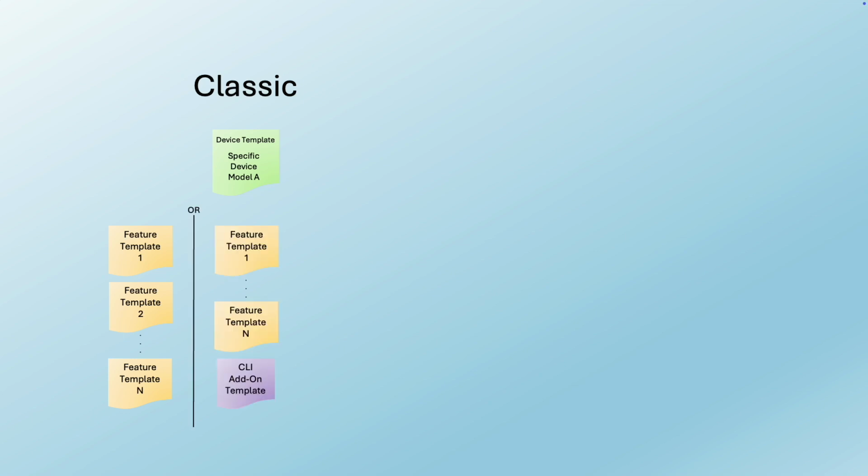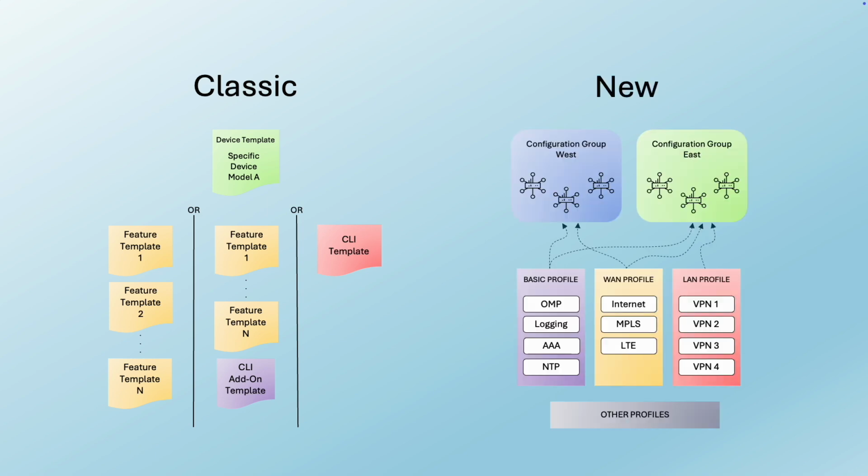In the classic template-based approach to configuration, a device template contains all the configuration for a device, and this is device model specific. A device template can be made up of a bunch of feature templates, which are also device model specific, or a bunch of feature templates and a CLI add-on template, or just a CLI template. With the new simplified configuration, configuration groups and feature profiles make up the device configuration.